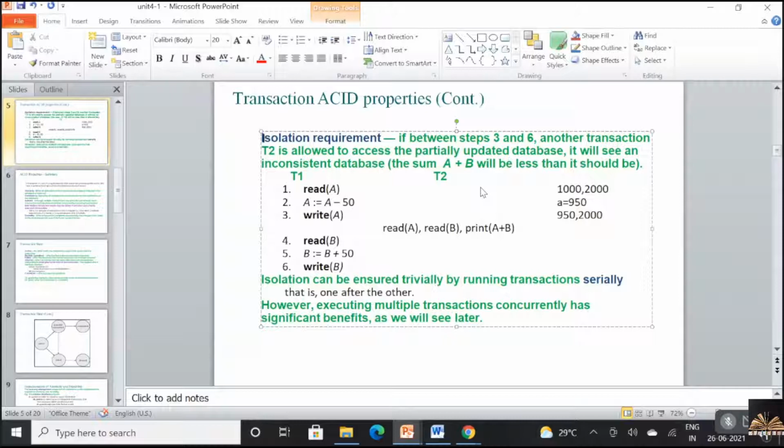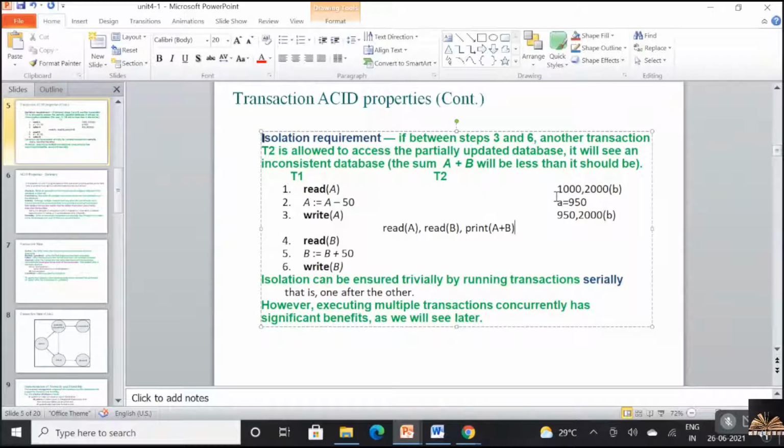I'm not performing any read of B over here. I'm just telling you the value of B would be 2000. So this is the B value. And just for your knowledge, I'm telling you, don't write this over here. B. Okay. Now see, after that, what is happening?